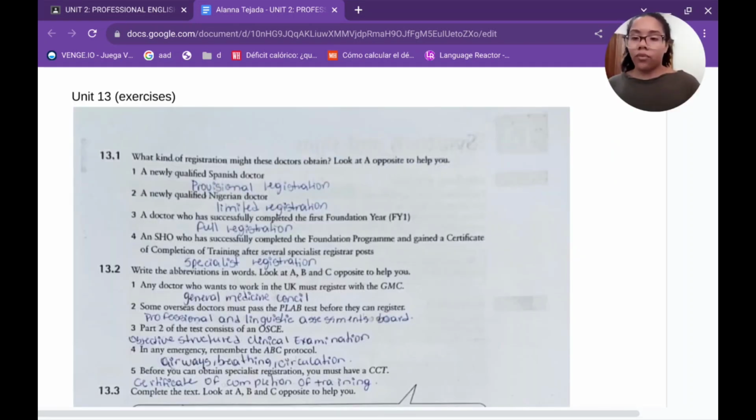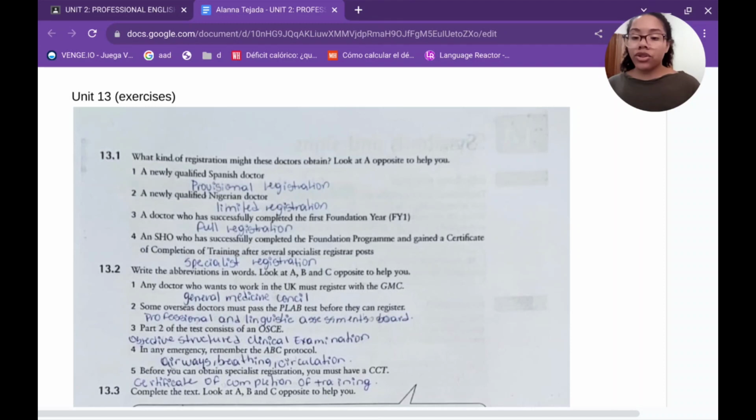Unit 13. What kind of registration might these doctors obtain? Look at A opposite to help you. A newly qualified Spanish doctor, provisional registration. A newly qualified Nigerian doctor, limited registration. A doctor who has successfully completed the first foundation year, full registration.